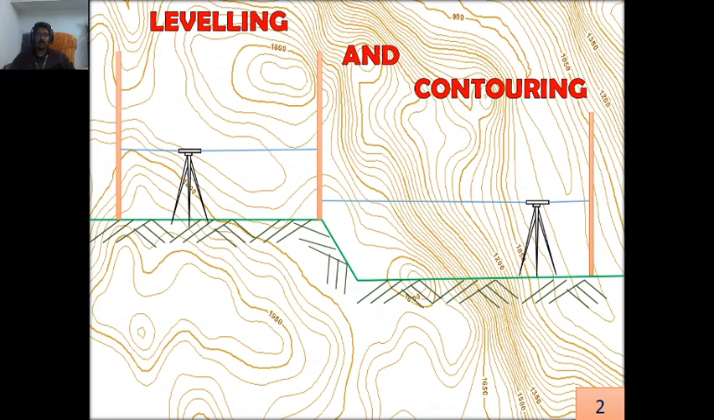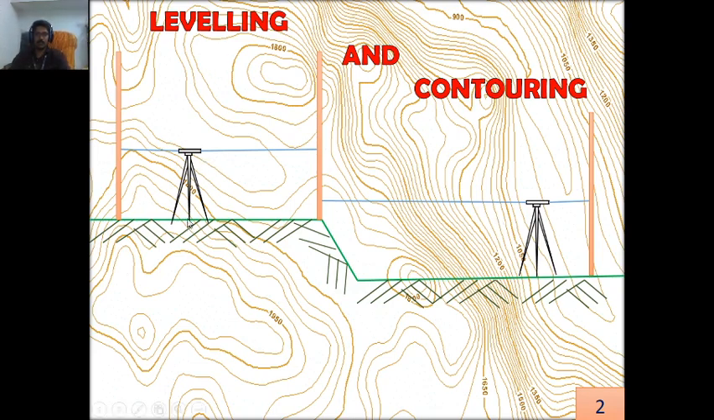So leveling is continued by contouring. You remember the word contouring, we will discuss it later. Now we are going to concentrate on leveling alone, right? The slide has a picture, right?